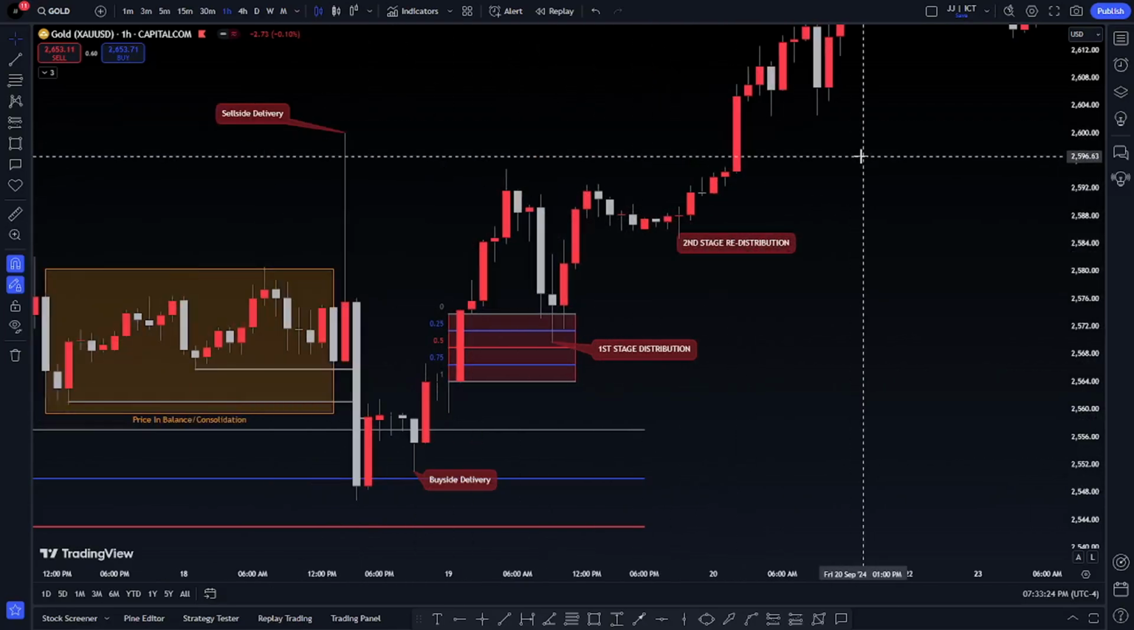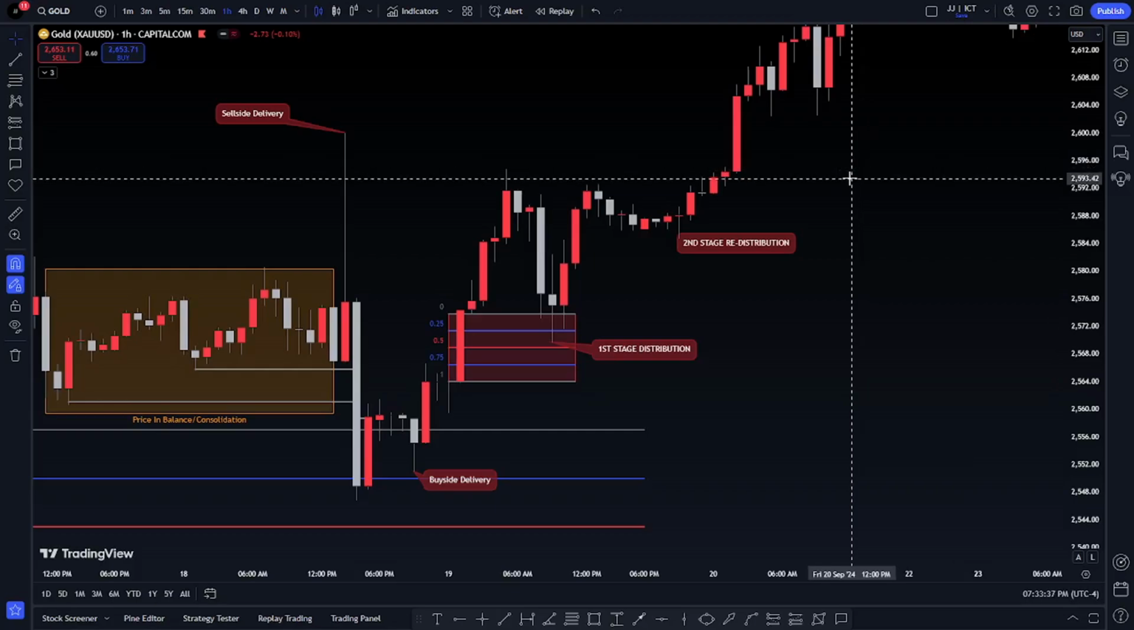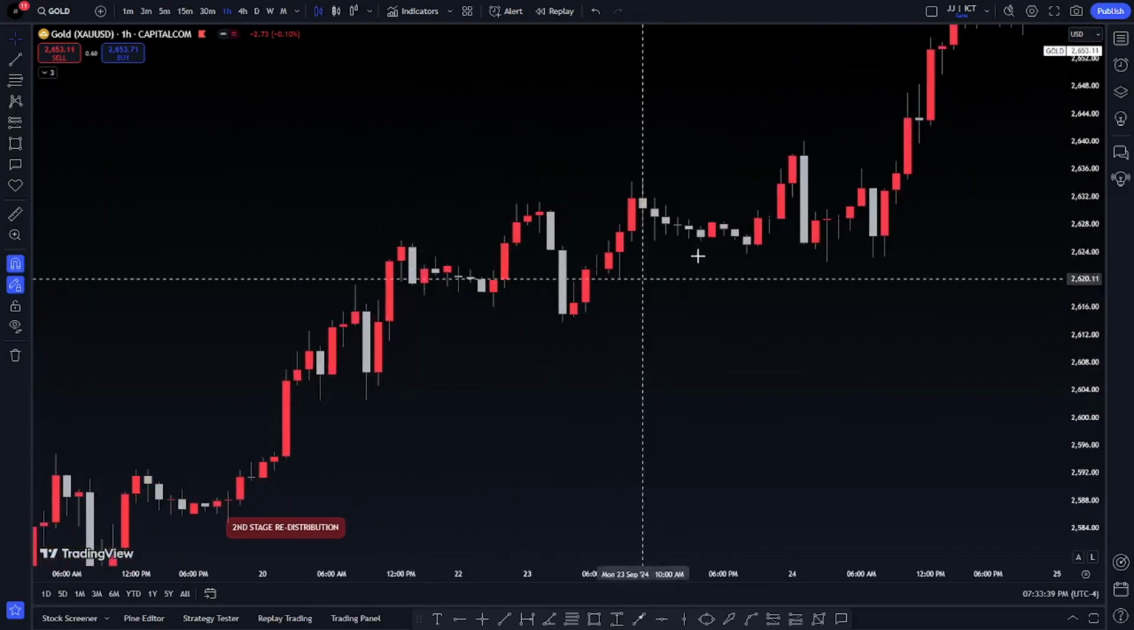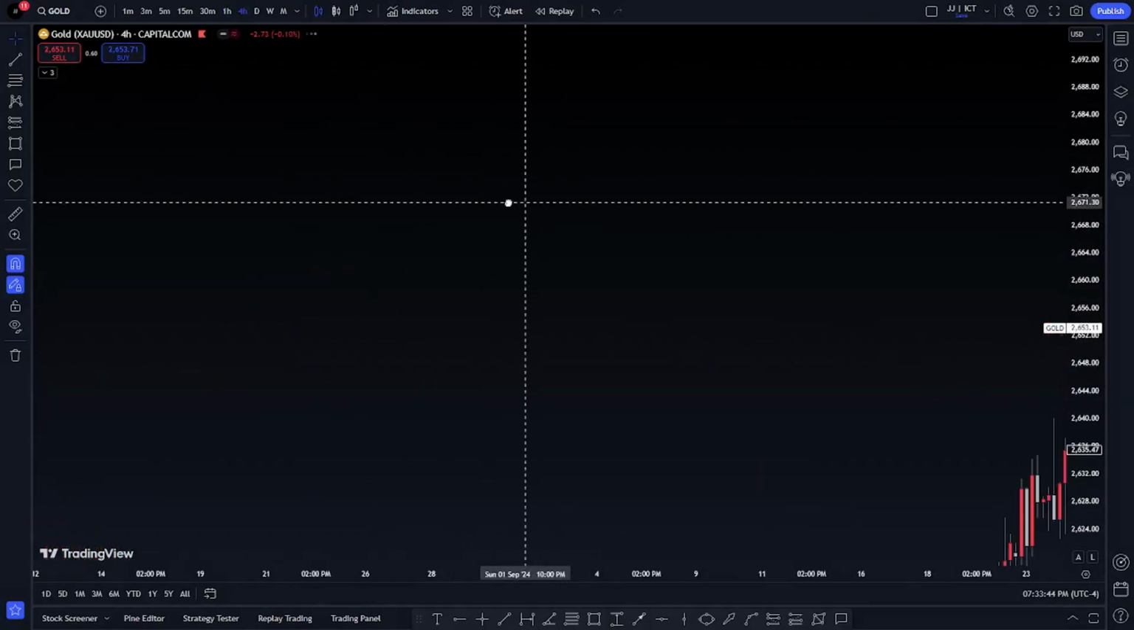So should I go over market maker buy model? I'm kind of contemplating right now while I'm recording. I mean, I already just went over market maker buy model, but should I go over market maker sell model? Sure, why not? I'll do it. I just had to think real quick. It's okay, I had to think, but I'll do it for you.